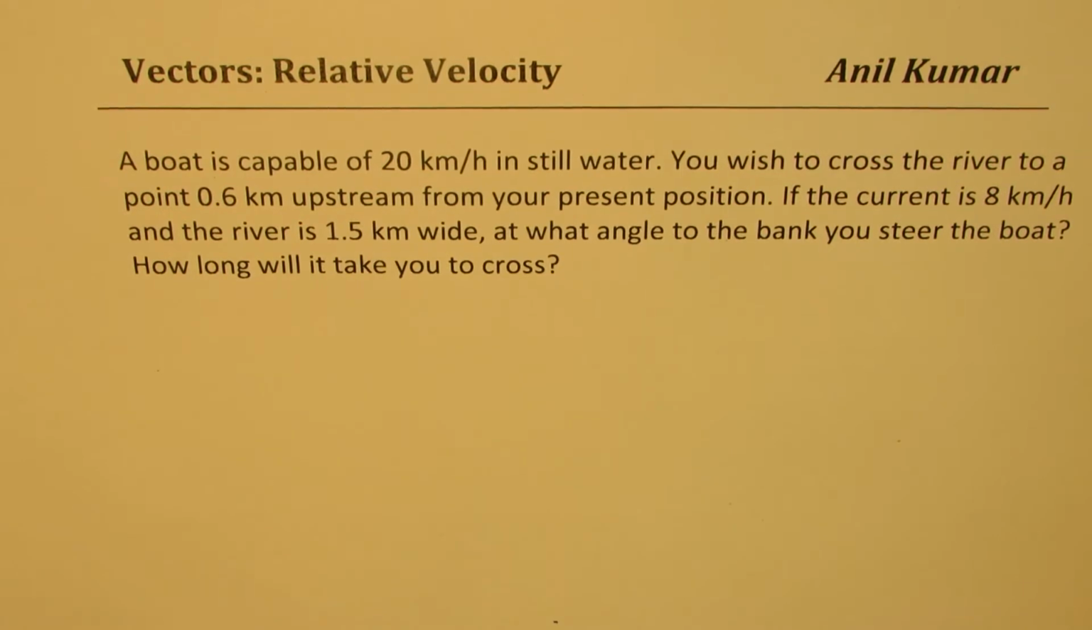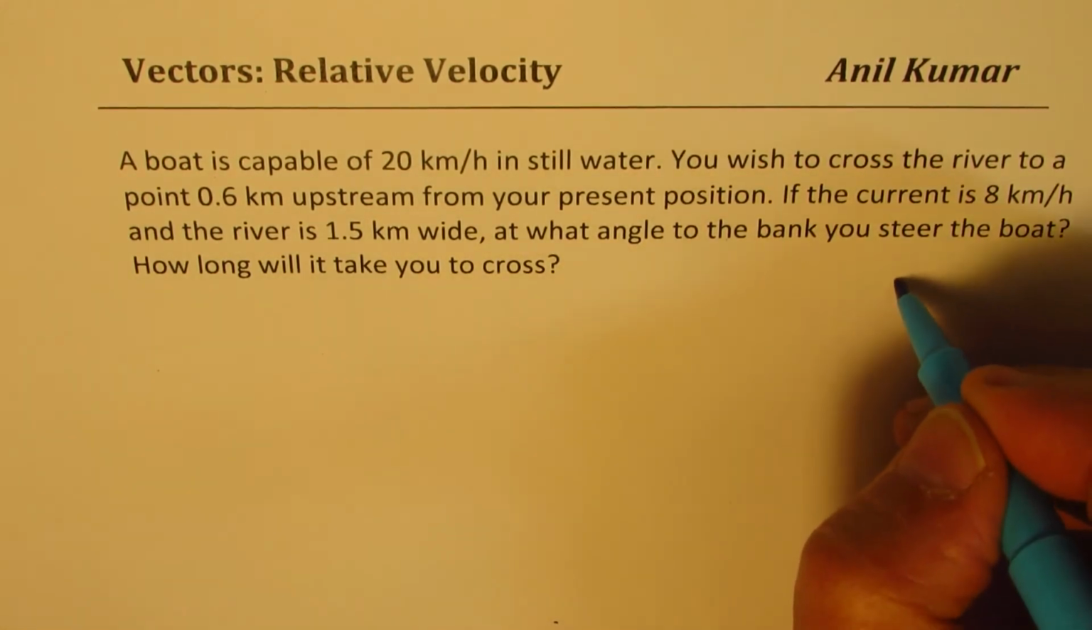Here is a problem. A boat is capable of 20 kilometers per hour in still water. You wish to cross the river to a point 0.6 kilometers upstream from your present position. If the current is 8 kilometers per hour and the river is 1.5 kilometers wide, at what angle to the bank should you steer the boat? How long will it take you to cross? You can always pause the video, answer, and then look into my suggestions.